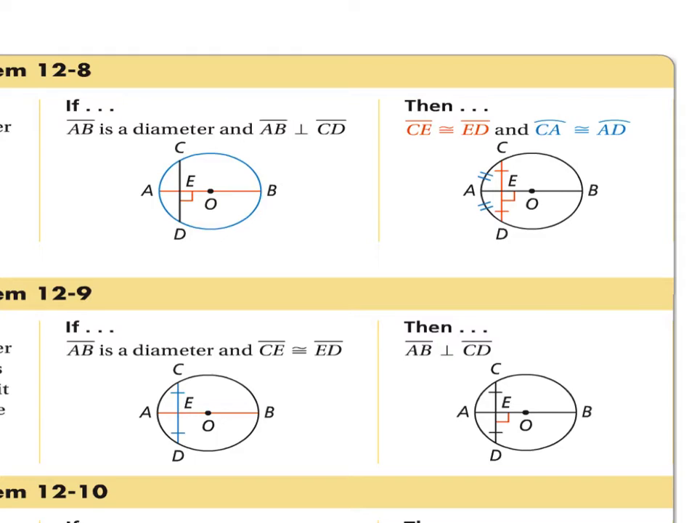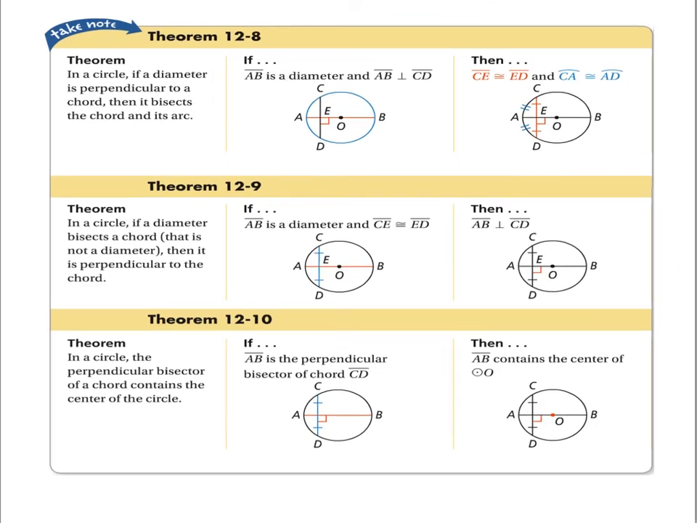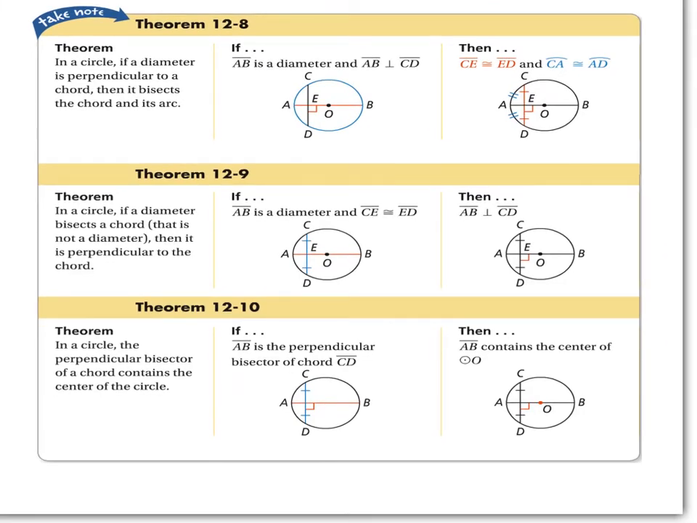Okay, theorem 12.9 discusses similar things. It says, in a circle, if a diameter bisects a chord, then it's perpendicular to the chord. In other words, we're going backwards. In this case, if the diameter bisects the chord, it cuts the chord in half, each part's equal, then we also know it's perpendicular.